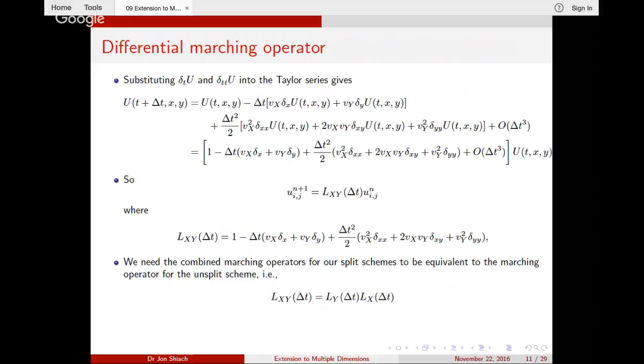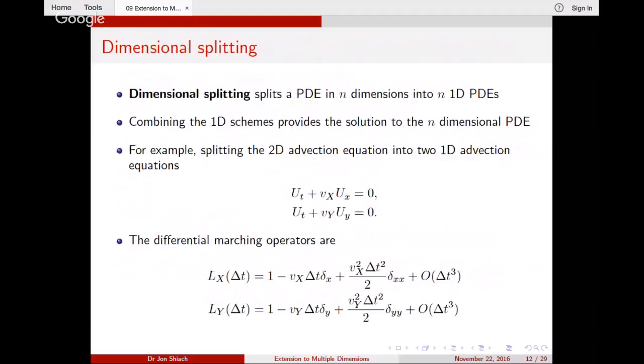We need to combine marching operators for the split schemes, i.e. if we split them by dimension, to be equivalent to this. So in other words, Lxy of delta t should be equal to the combined operator. This means we apply Lx first, and then apply Ly to whatever Lx is. So that's the idea of splitting.